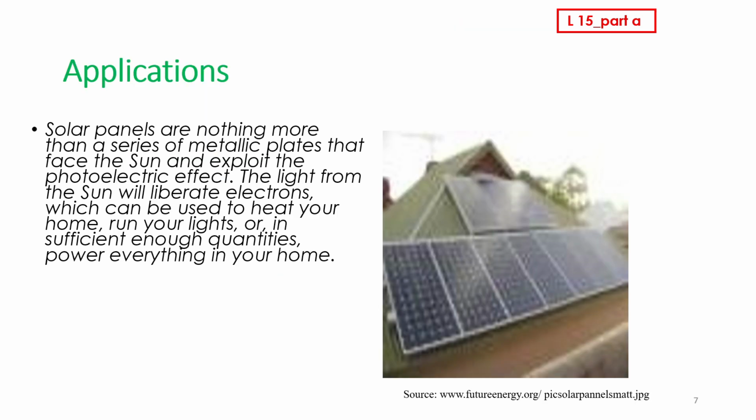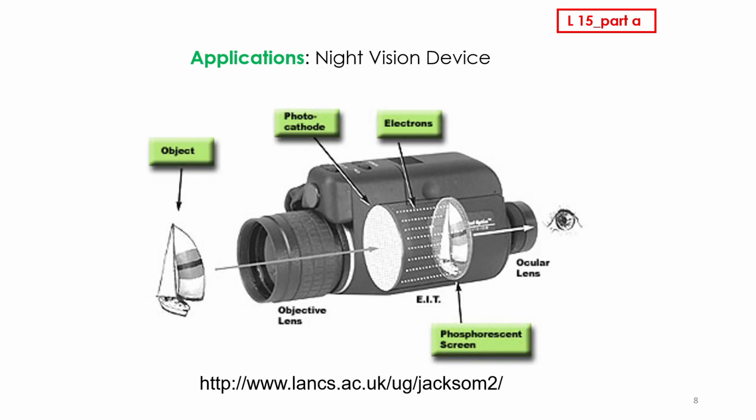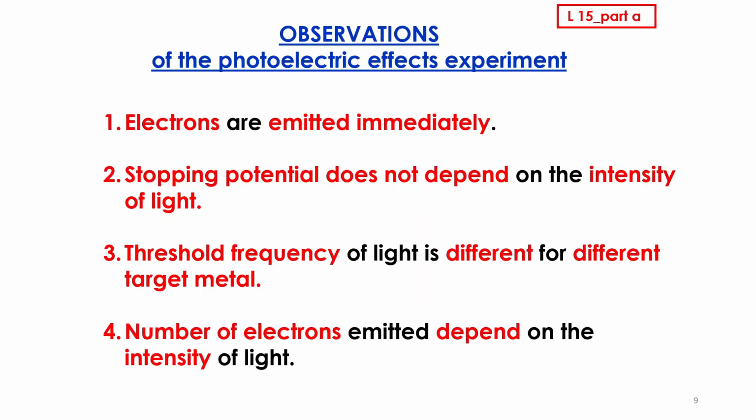So for the photoelectric effect to occur, it depends on the frequency of the photon. The applications of the photoelectric effect are, one, the solar panel, and another one, the night vision device. Now we look at the observations of the photoelectric effect experiment. Number one, electrons are emitted immediately. Second, stopping potential does not depend on the intensity of light. Third, the threshold frequency of light is different for different target metals. And fourth, the number of electrons emitted depends on the intensity of light.